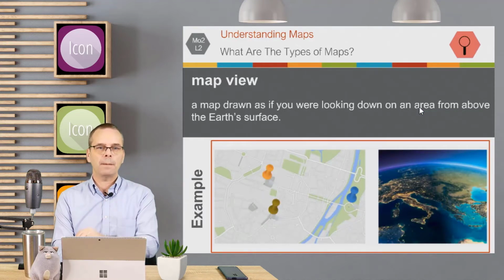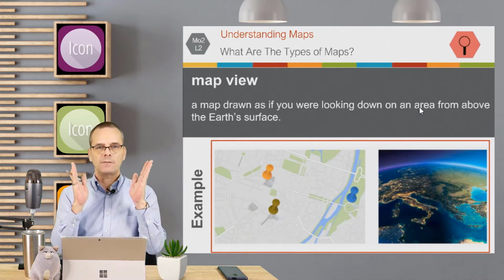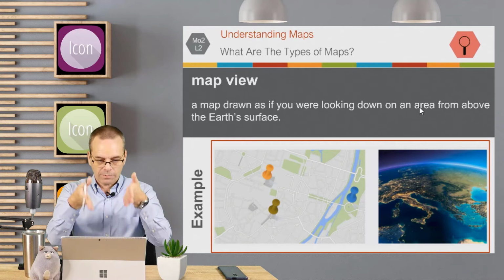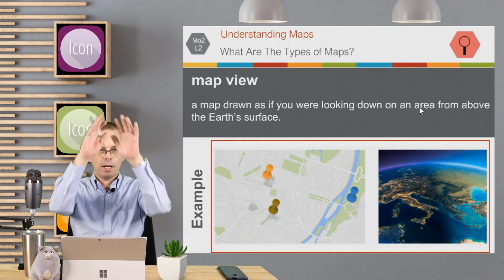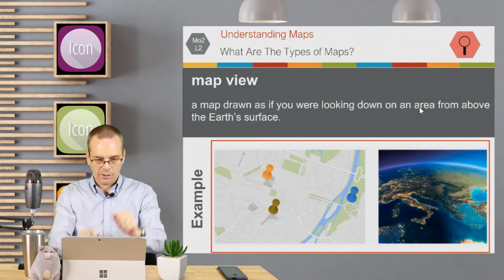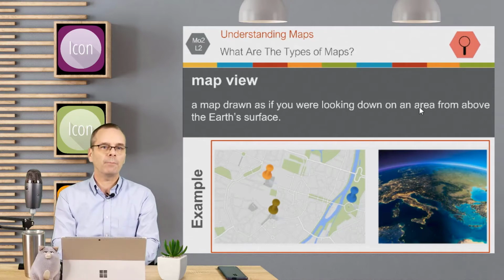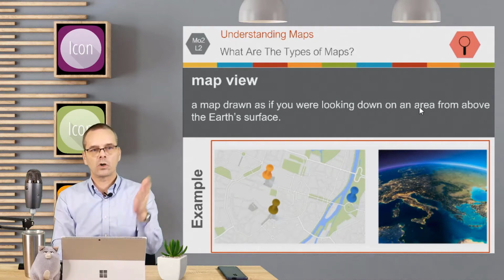The first word is map view. Now, a map view is a view drawn as if you were looking down upon the Earth's surface. We call that a map view. So it's like you're up in the sky looking down at the Earth. That's the typical type of map we're used to seeing. But it's called map view.